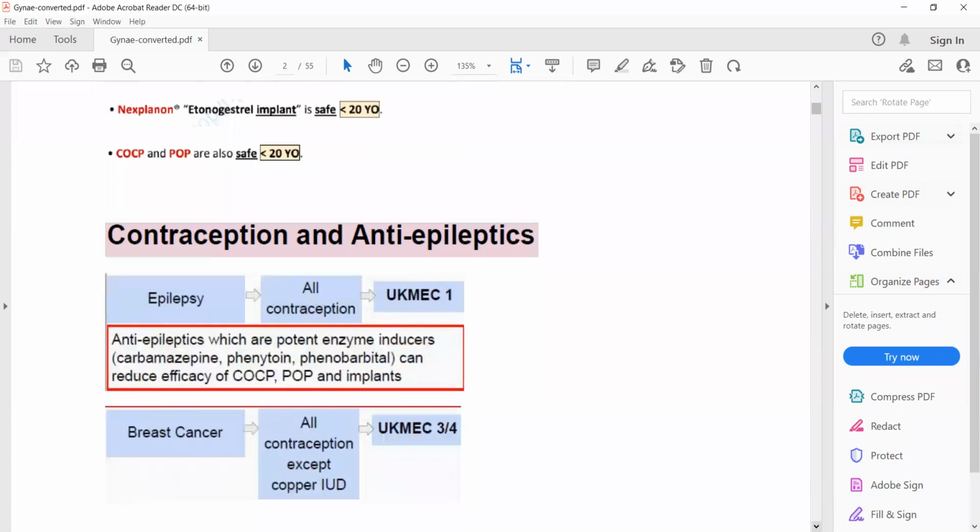So is Nexplanon long-term contraception or short-term? Nexplanon provides contraception for 3 years. Basically it is a device which contains etonogestrel and is implanted intradermally in the skin. It releases the etonogestrel slowly and can provide contraception for 3 years. So Nexplanon is a method for long-term contraception.